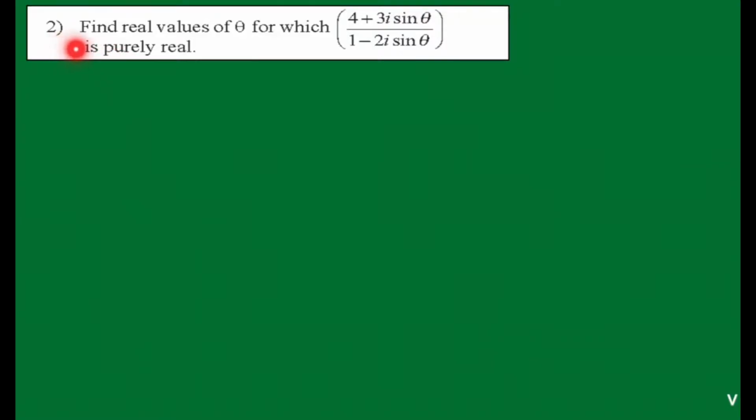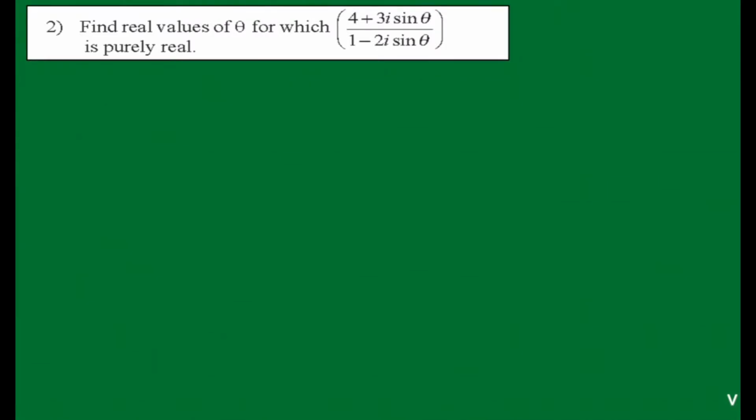Now see question number second. Find a real value of theta for which (4 + 3i sin theta)/(1 - 2i sin theta) is purely real. So we have to simplify this bracket first. That means we have to write this in the form of a + ib.